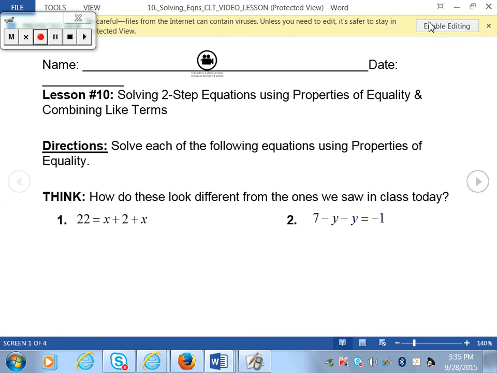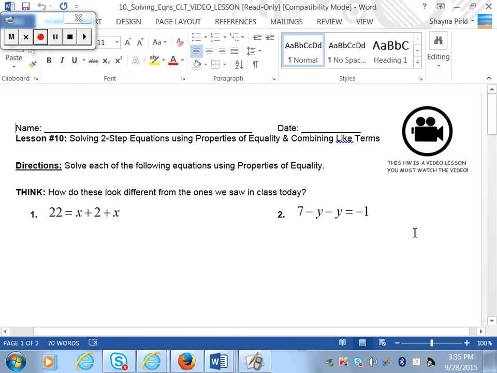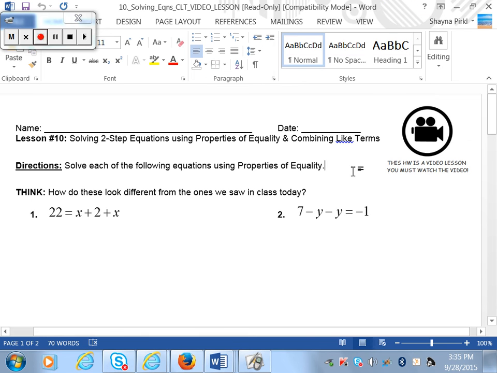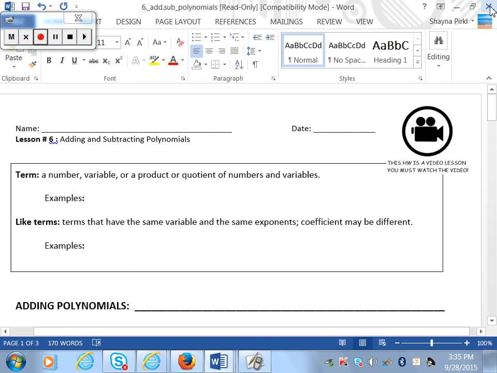Also, from now on, at the top of every worksheet that requires you to watch a video, you will see the icon in the top right corner that tells you that this is a homework video lesson and you must watch the video to complete the assignment. So here we go.